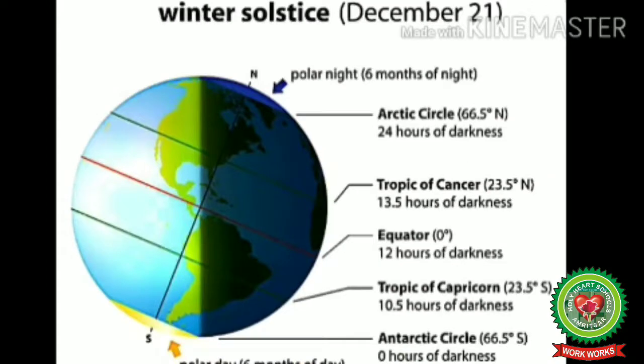The region from Antarctic Circle to the South Pole experiences 24 hours of daylight, while the regions from Arctic Circle to the North Pole experience 24 hours of darkness. The equator experiences 12 hours of day and 12 hours of night because the vertical rays of the sun fall directly over the equator throughout the year.